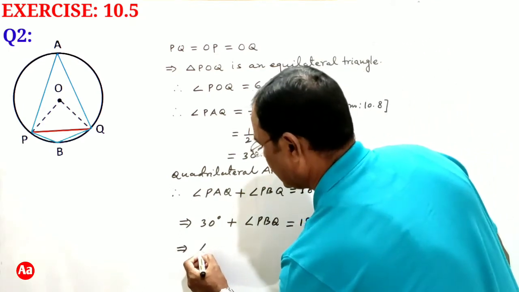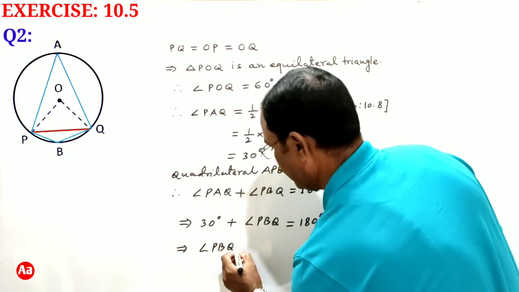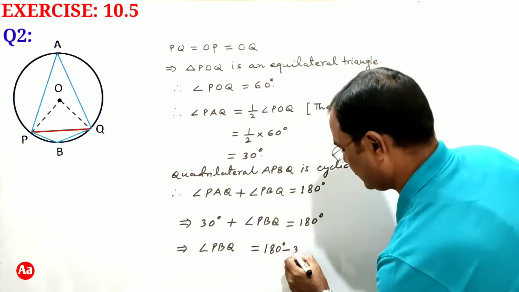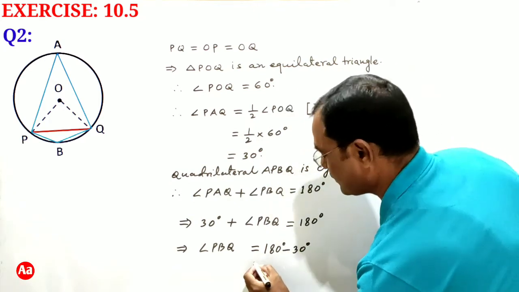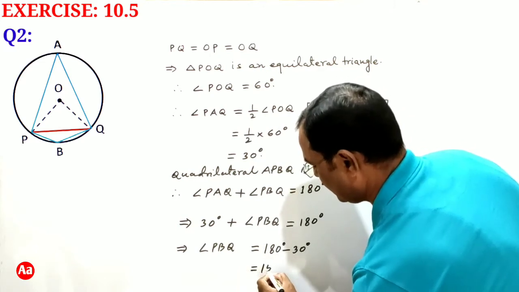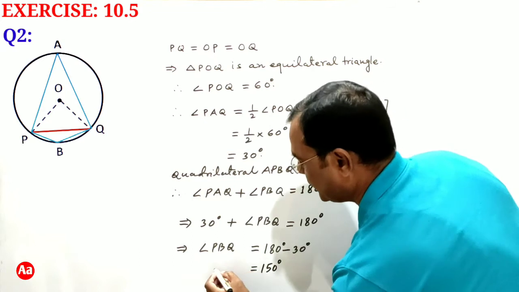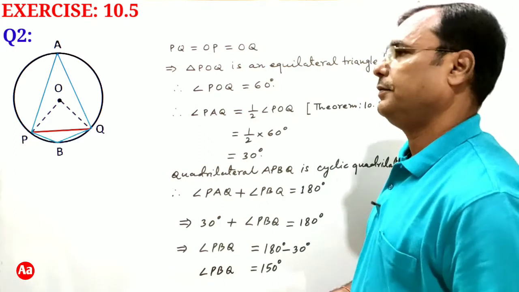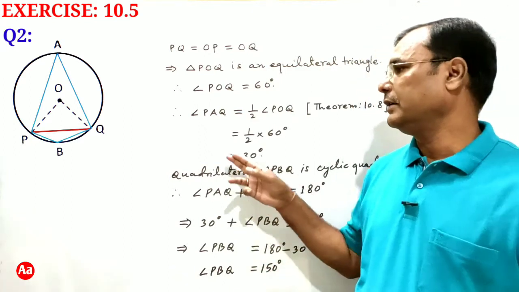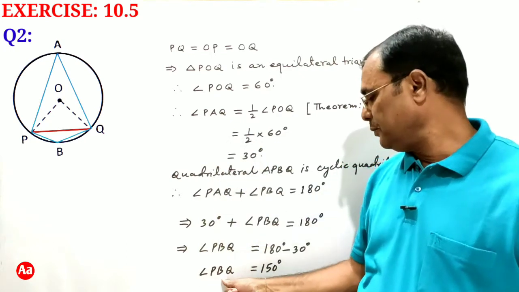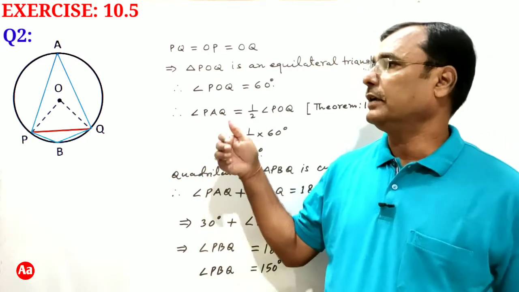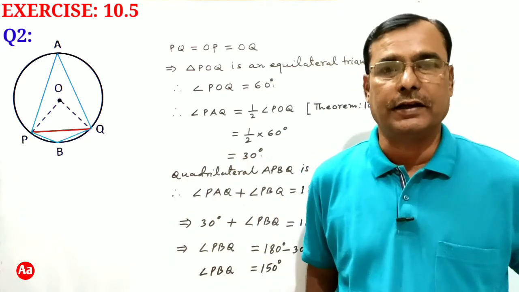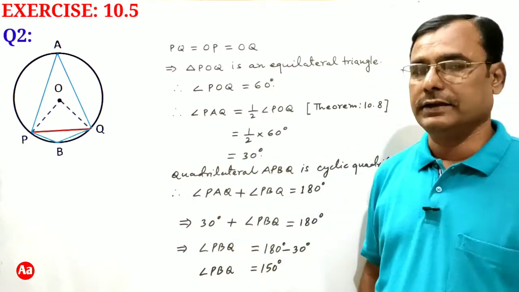And this implies that angle PBQ is equal to 180 degrees minus 30 degrees, and this is equal to 150 degrees. So angle PBQ is equal to 150 degrees, and this way these are the angles PAQ and PBQ that chord PQ subtends in major arc and minor arc respectively. So these are the two angles.